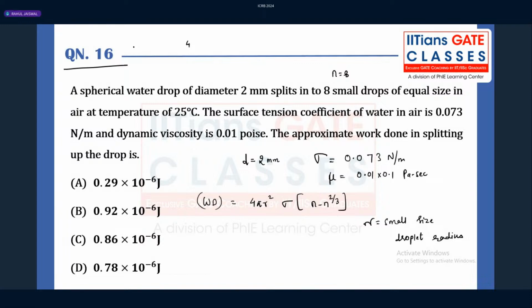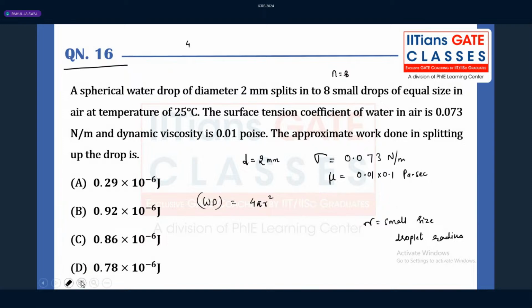If you try to see, 4 pi here we have. See this particular formula that I have written. This is the formula to get the work done from n small droplets to get the big droplet. But here the question is reverse. They are asking to split the large droplet into smaller droplets, so definitely we need to change this formula, right? Now, what should be the formula here?